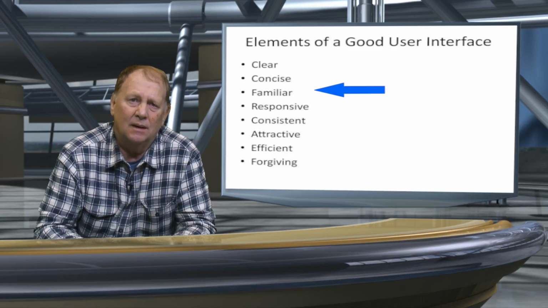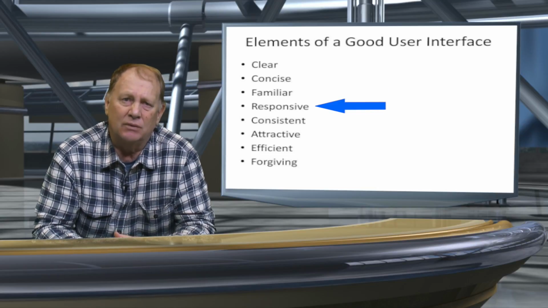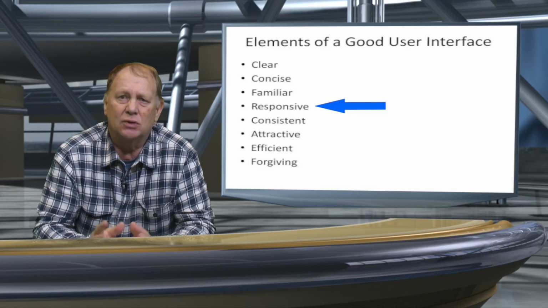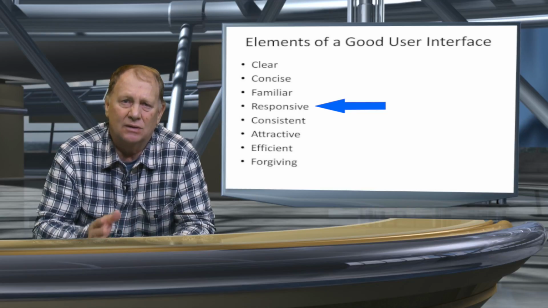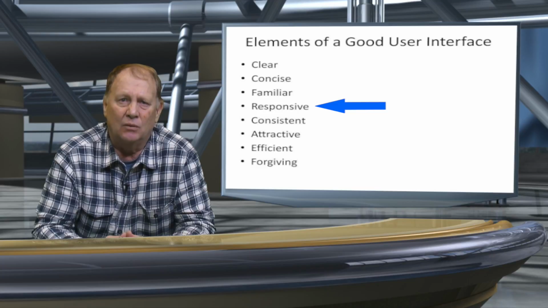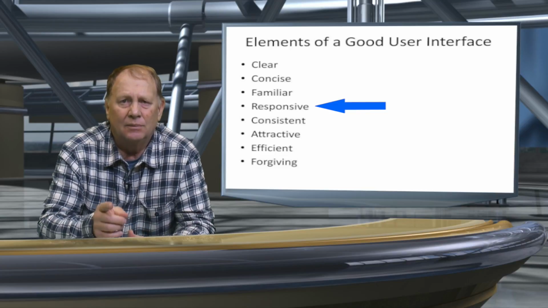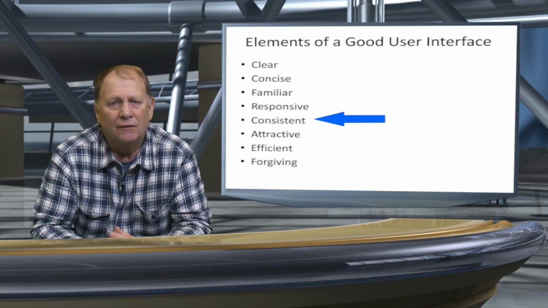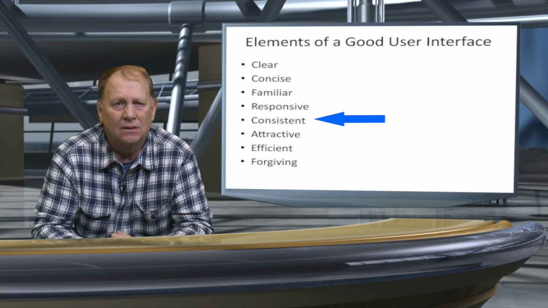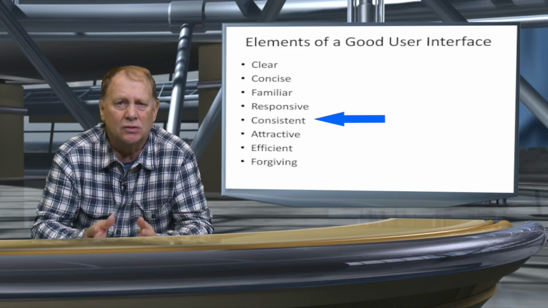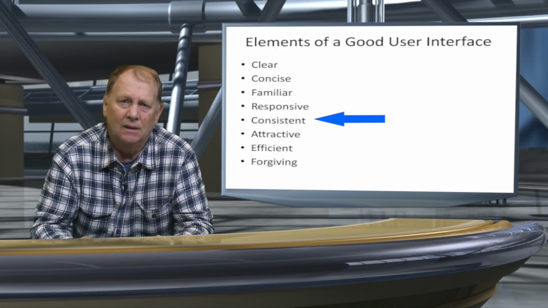Number four, a user interface must be responsive. The system should be fast. The system should provide feedback when it is performing a function. The user should not be left wondering or guessing what is happening. Number five, a user interface must be consistent. Similar operations should be performed in a consistent manner.